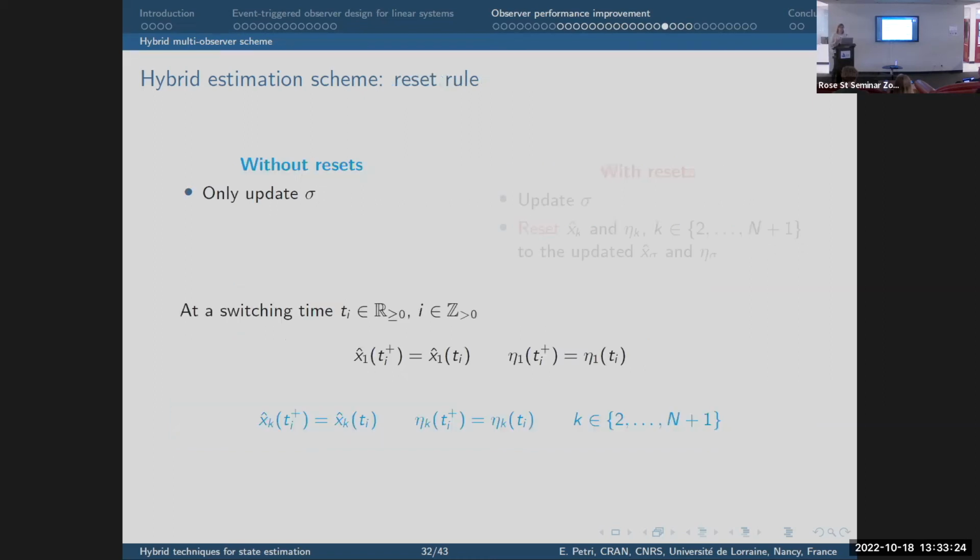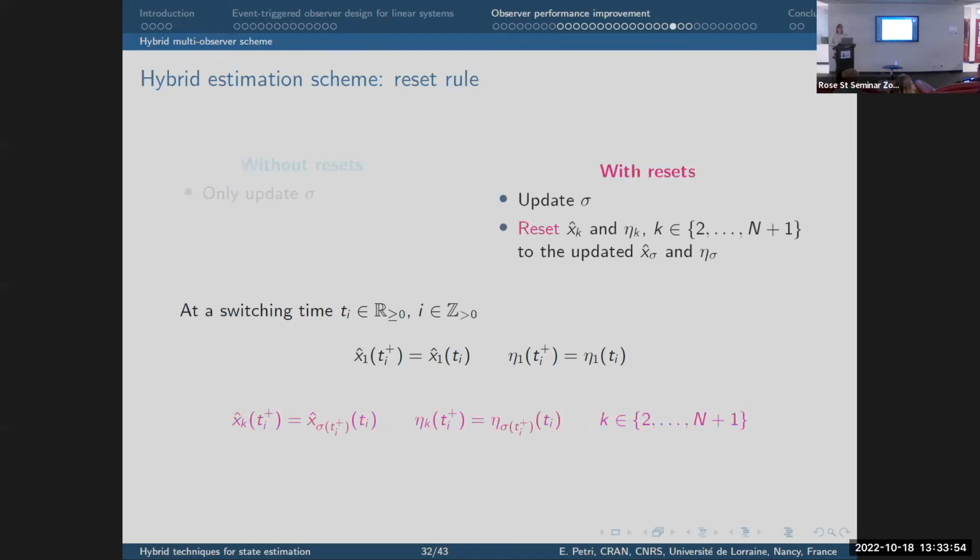And when we switch the mode that we consider, we propose two possible reset rules. The first one is called without reset, which only consists in updating sigma, so only consists in changing the mode of the multi-observer we are considering. Therefore, at any switching time, the state estimate and the monitoring variable of the nominal observer, as well as the ones of the additional dynamical systems, are not modified.